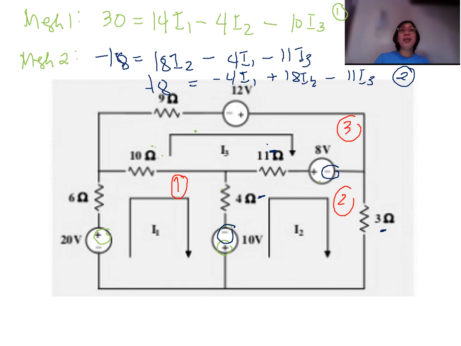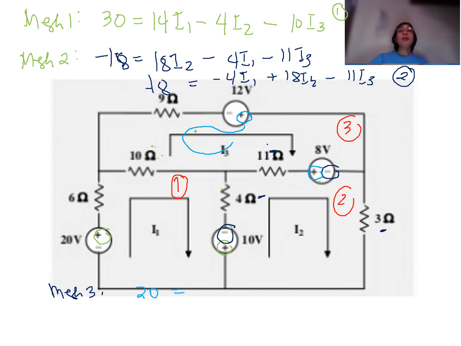Okay? And then finally, your third equation, we go to mesh number 3. So what is mesh number 3? Let us follow the mesh. We have here positive 12 and positive 8. Both are positive, so it's additive. 12 plus 8, we have here 20.